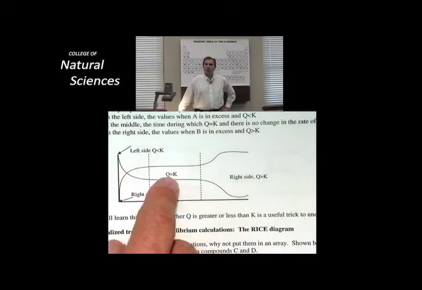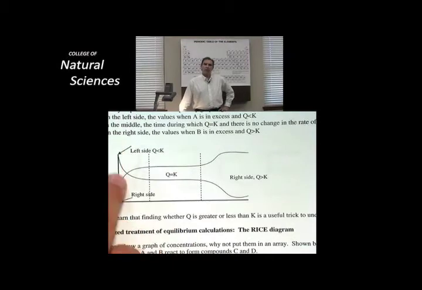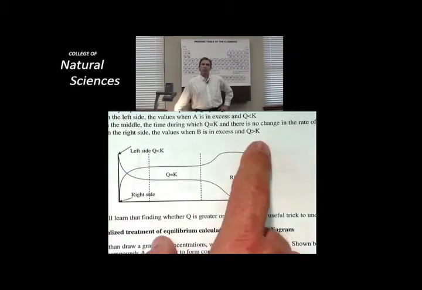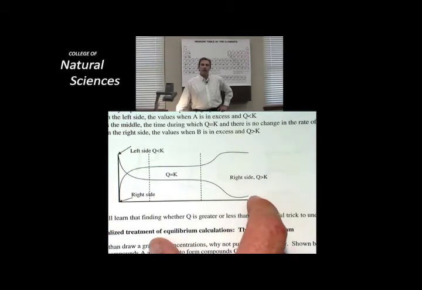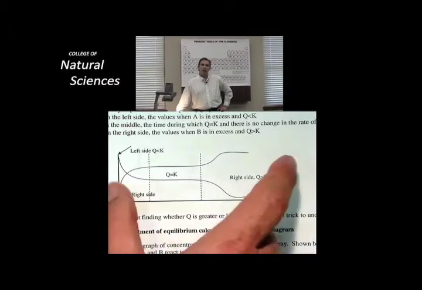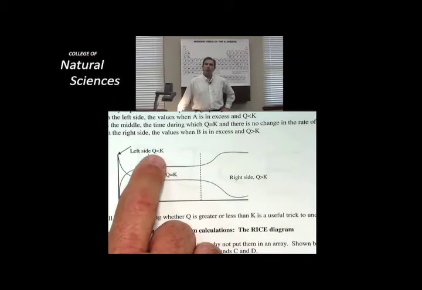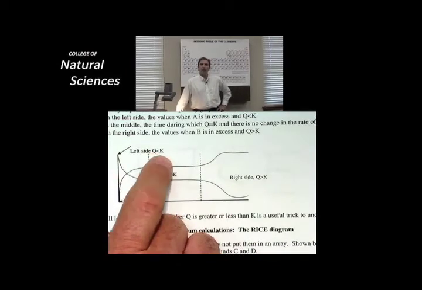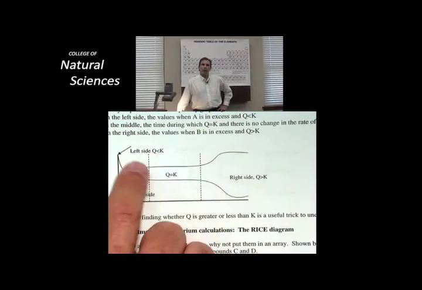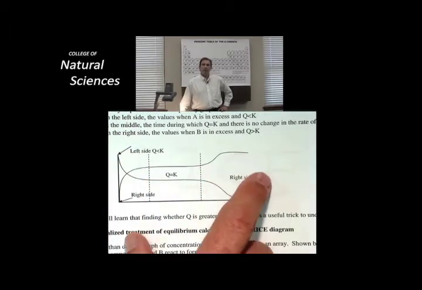As I said, there are two ways to get to Q equal to K. You can either start with a lot of A and no B, or you can start with a lot of B and no A. But either way, the reaction ultimately has to progress to this point here. Is there a general rule about what Q looks like relative to K when you have too much A or too much B? And the answer is yes.